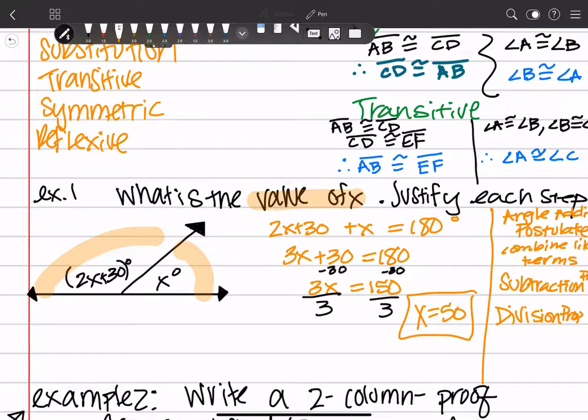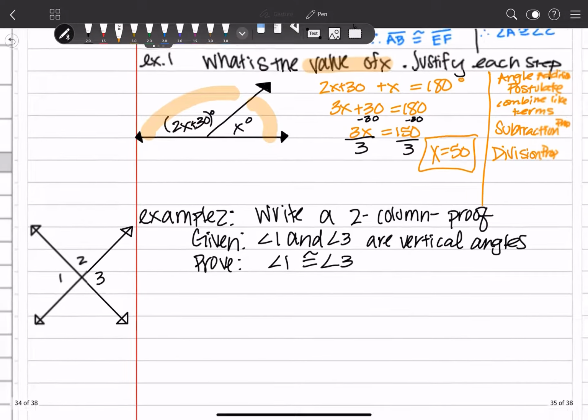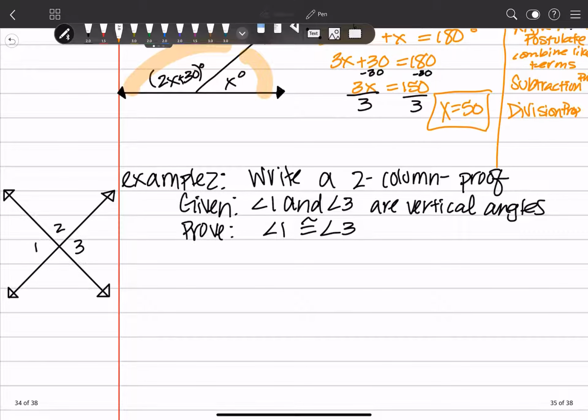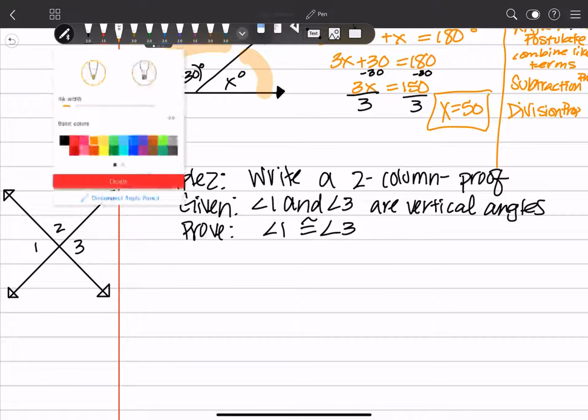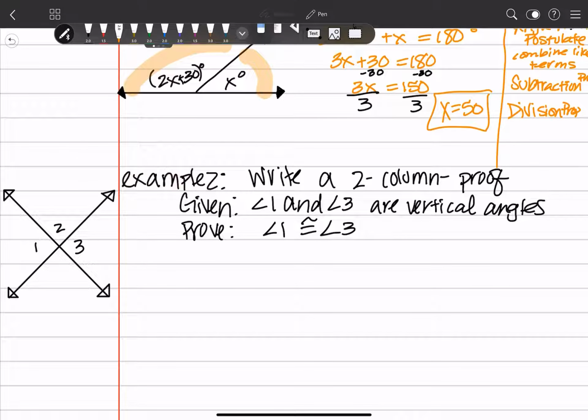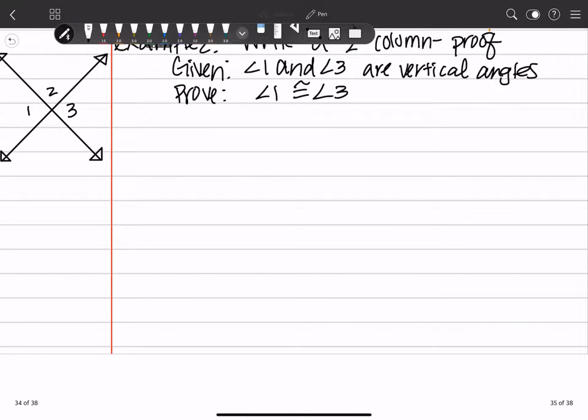Now comes your 2-column proofs, all right? So this is using what we've learned in that first chapter about angles, lines, all those fun things, and all the definitions that I kept making you write. They're back. So our example says to write a 2-column proof. They've given us that angle 1 and angle 3 are vertical angles, and we have to prove that angle 1 is congruent to angle 3. Well, here is what we need to set up first. It's a 2-column proof. So let's set up our 2 columns.